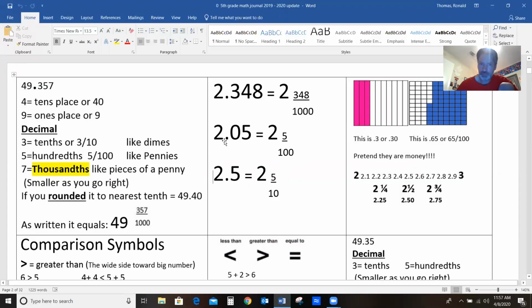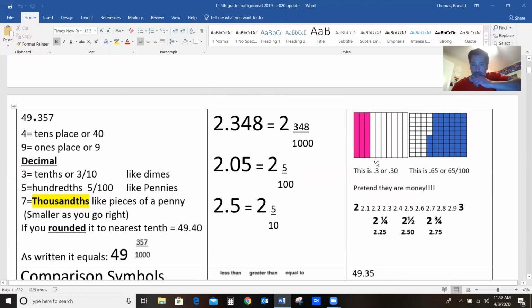Students come in thinking, remember, pretend it's money. This is like $2.05. This is not $2.05 here. That's $2.50. Remember, that's the dimes place. It's the tenths. Don't be confused. Pretending it's money is the easiest way to solve these things, I guarantee. Look right here. 3 tenths.